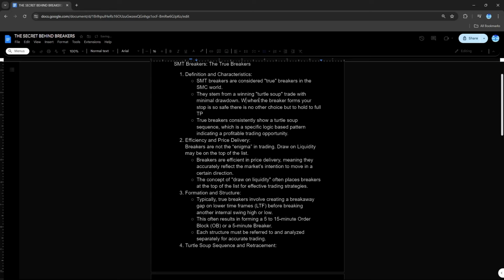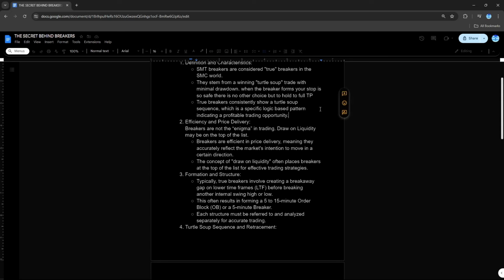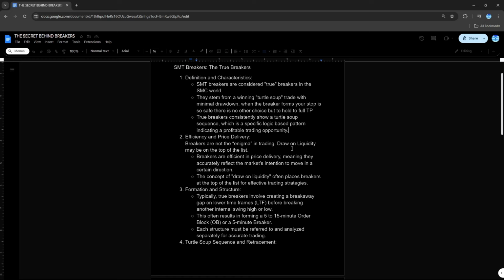When the breaker forms, you feel so safe with your stop loss and where you're in at the trade that there's no other choice but to hold until full take profit. When you're break even 200 points in a trade, or 200 ticks, and you've got 200 more to go, it's like taking candy from a baby.